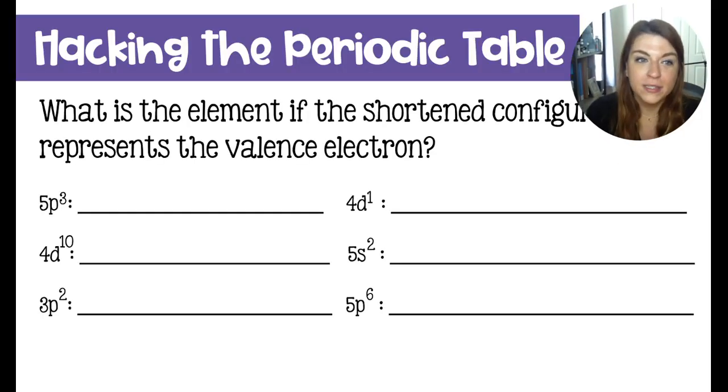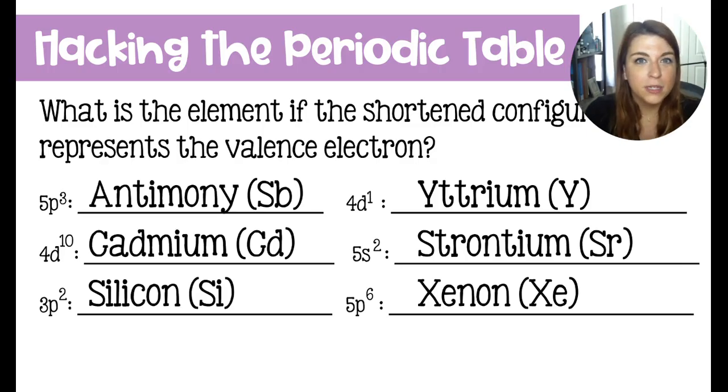Here you're asked the opposite: to find out what element you're working with based on the final chunk of its configuration. Remember, for S and P electrons, there is no need to shift. You can just take the period number. So antimony, silicon, strontium, and xenon are all pretty predictable.